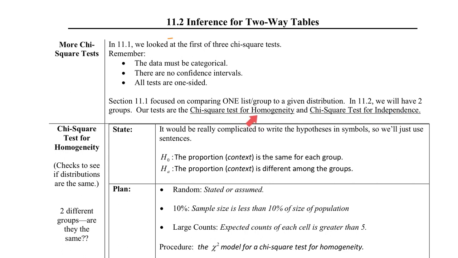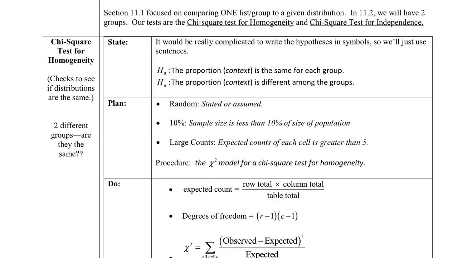Let's focus on homogeneity. Just like before, it is a little more difficult to write these in symbols, especially when we get into these two-way tables. You'll see why. So we just say the null hypothesis is the proportion is the same for each group, or the alternative is the proportion is different among the groups. So we're just looking: everything's the same or everything's different.